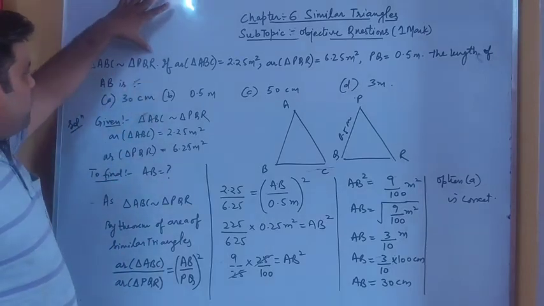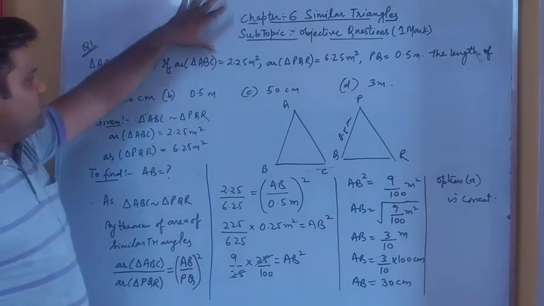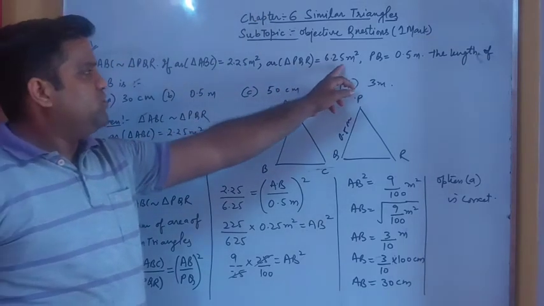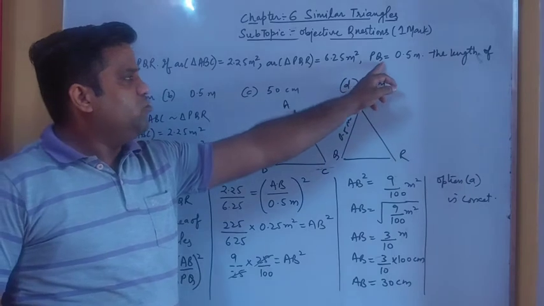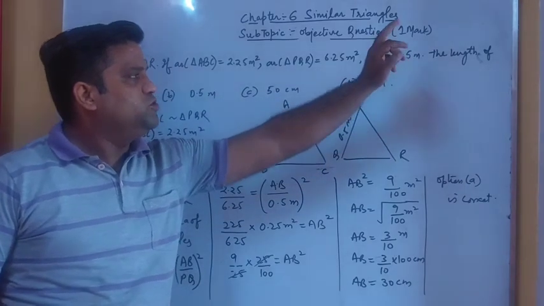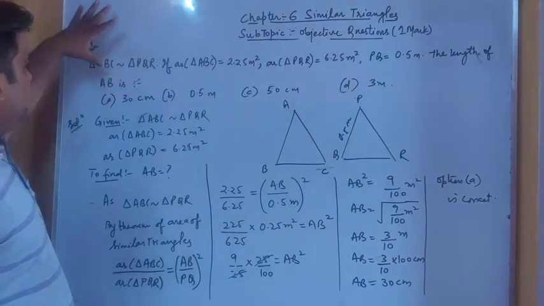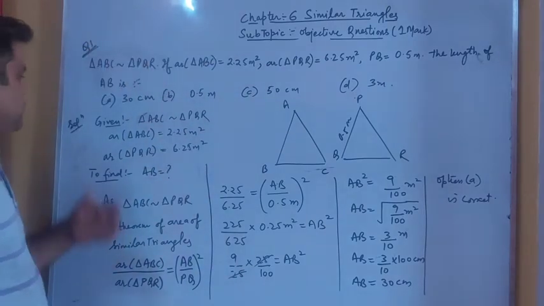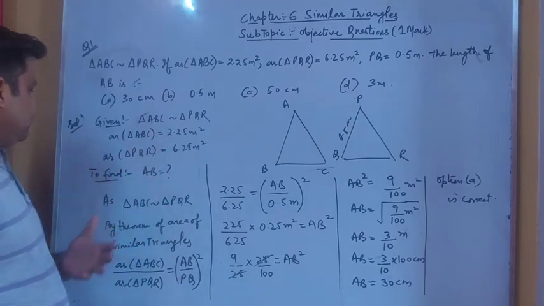Question number one, objective type questions. Triangle ABC is similar to triangle PQR. The area of triangle ABC is given as 2.25 meters square, the area of triangle PQR is 6.25 meters square, and the side PQ of triangle PQR is given as 0.5 meter. We have to find the length of AB. From the four options, which option is correct? We write all these things in the given and what we have to find.